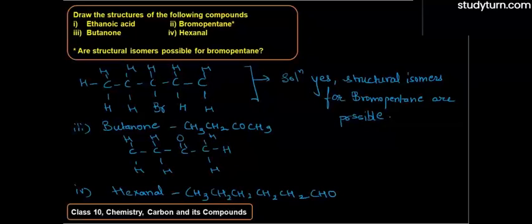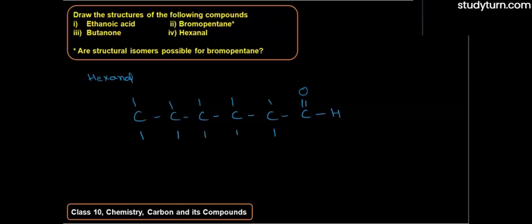So let us draw the structure for this. Structure for hexanal will be 2, 3, 4, 5 and 6 carbon atoms, with the last one attached aldehyde group and the other attached with the hydrogen groups, right? So this is our structure for hexanal. And so I hope the answer is clear to you all. We have solved all the parts of the question.